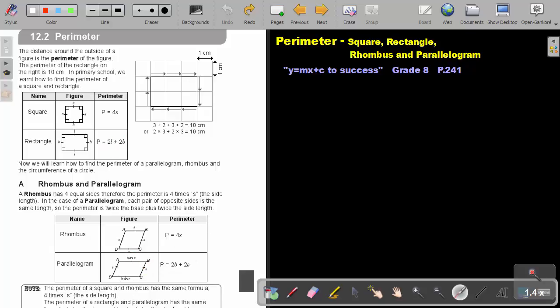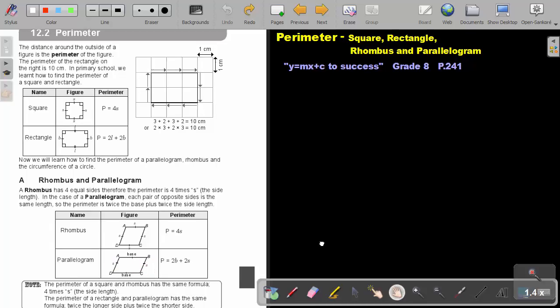Although the formula is actually meaning the same, we're just going to call this the base for the area's sake. Later on we're going to use this when we work out area, and we're just going to call this the side length. But actually it's meaning the same. 2 of the long one plus 2 of the shorter one.